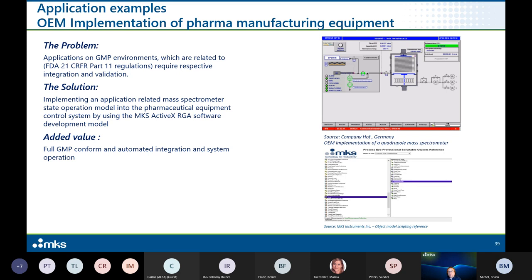And often there are specific control systems available for that. And the mass spectrometer needs to be integrated directly into that control system without using mass spec software. In this case, we have used the MKS FTX communication library to build all the functionality of the mass spectrometer into this specific control system. And that gives you at the end a fully GMP conform system, where we really can bring all the complexity of the mass spectrometer to a simplified level, a level that the system can be operated in these critical environments.